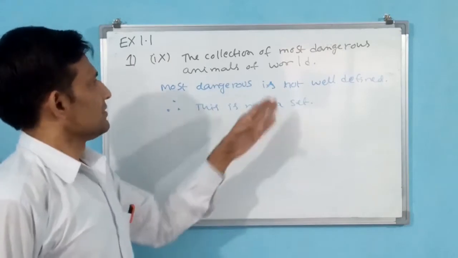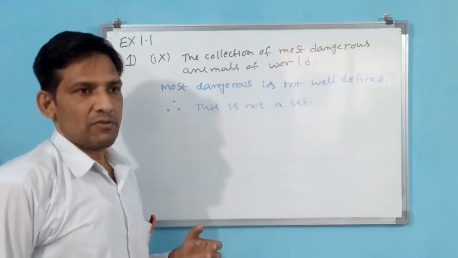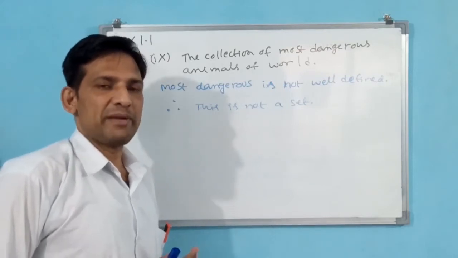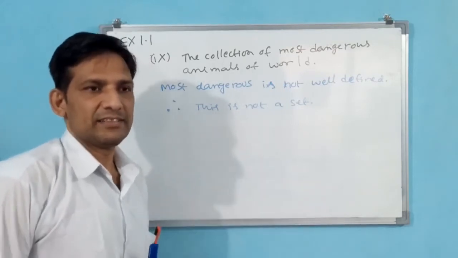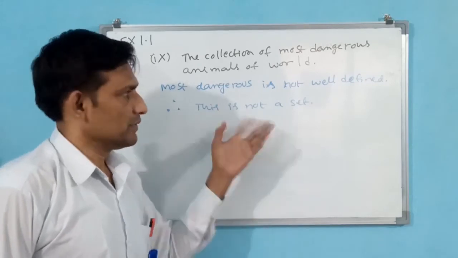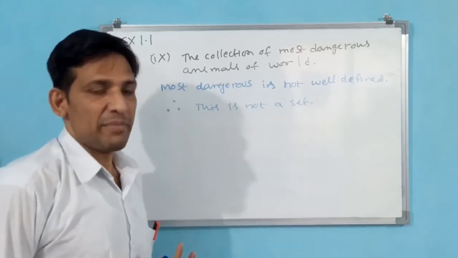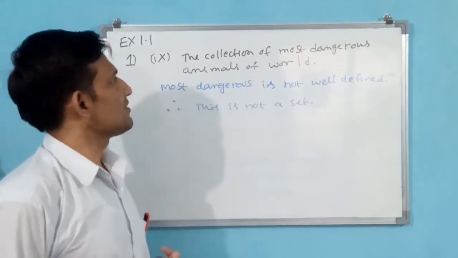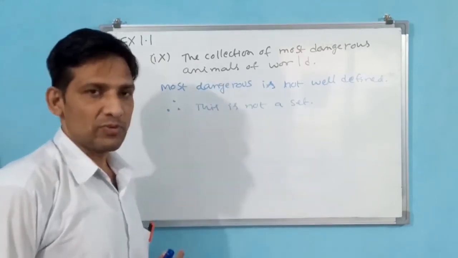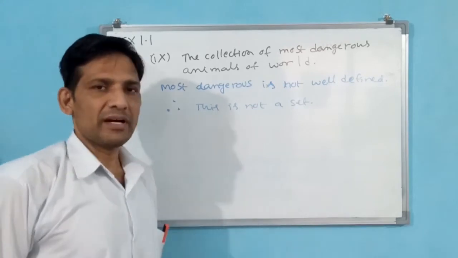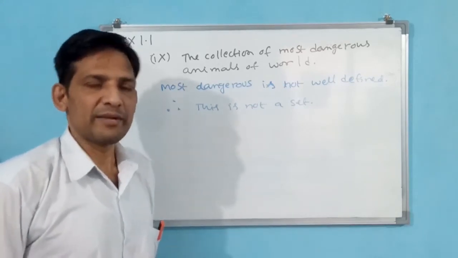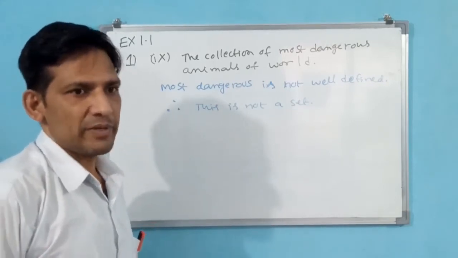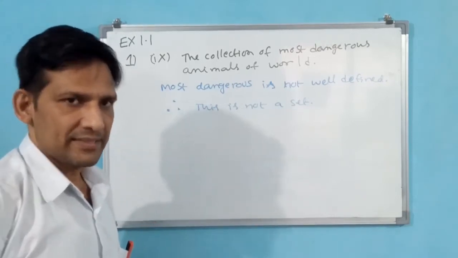Okay. Most dangerous, fast... what we say, cricket player, like that you cannot make the criteria. That is why "most dangerous" is not well defined. This is not a set, a collection of most dangerous animals of the world. Somebody may call some other animal as dangerous. That is why those contradictory statements are not going to be called sets.